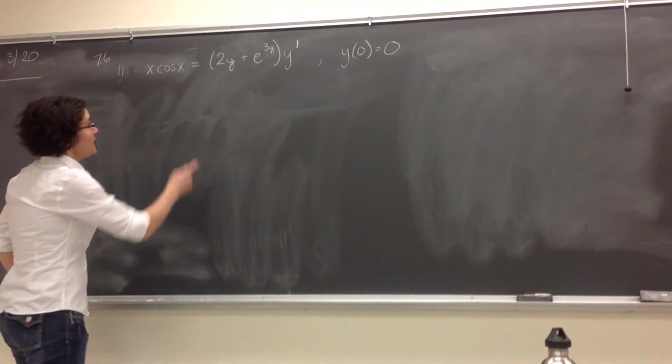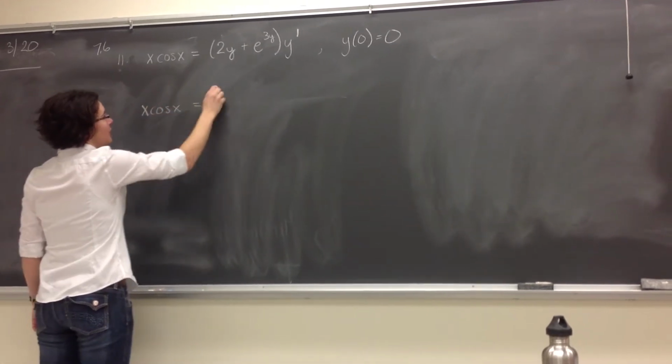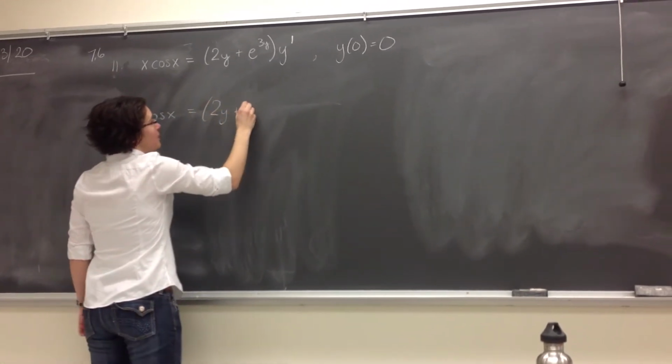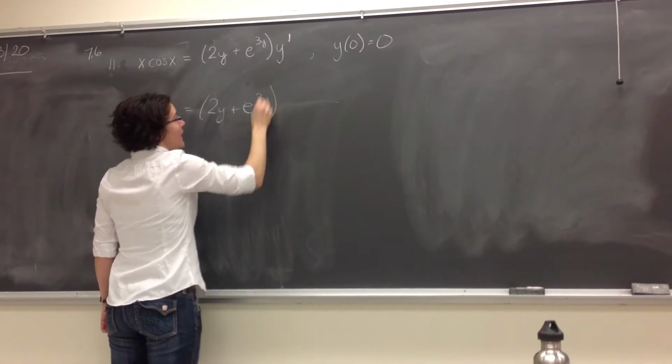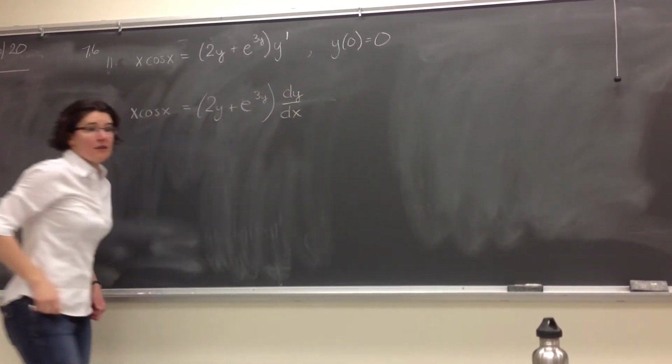Okay, so the very first thing that I would do here is I would say, okay, I've got x cosine x is equal to 2y plus e to the 3y, and I'm going to replace y prime with dy over dx.